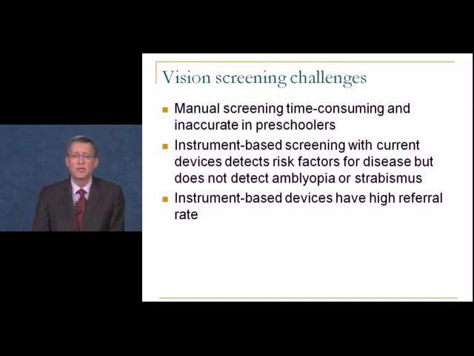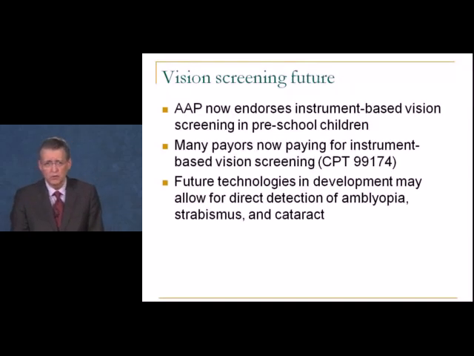Instrument-based screening seems to be a step up, but the problem is it's detecting risk factors for disease, but not necessarily detecting the kids who have strabismus. They can't detect strabismus, the current instruments, and they can detect refractive error, but not every child with some refractive error has amblyopia. So they end up having a high referral rate, and so some offices that use them like them, but others find that they're referring too many kids. So there's still a challenge. There's still no really good way.